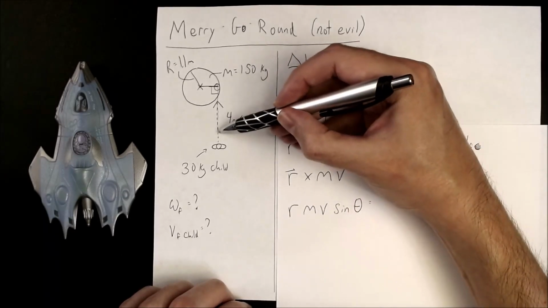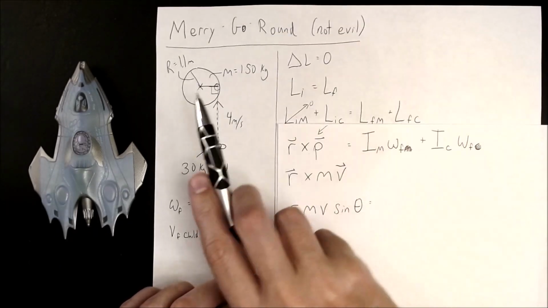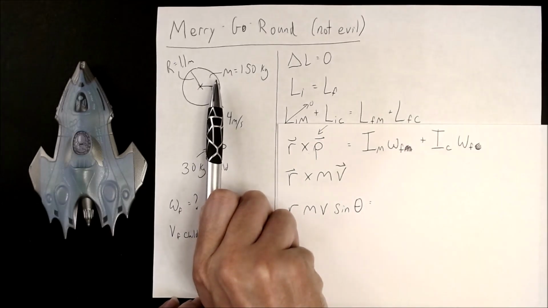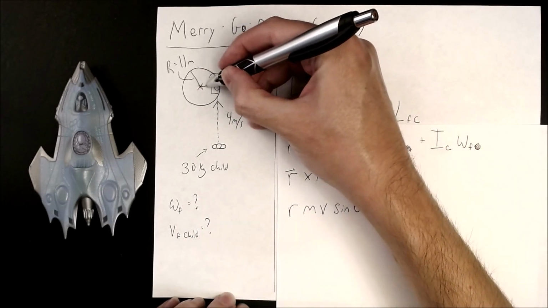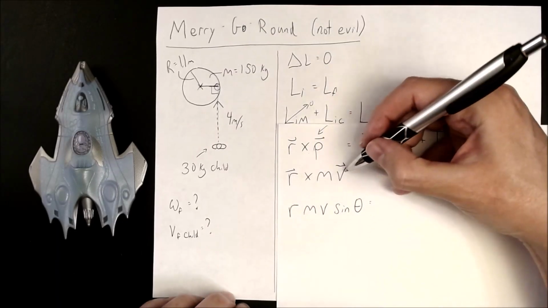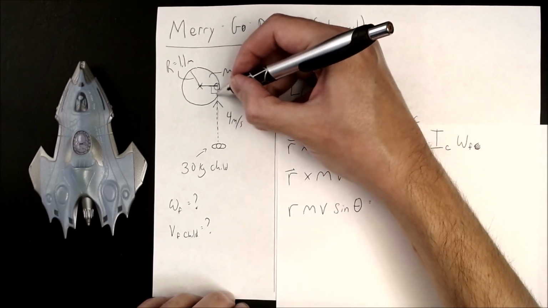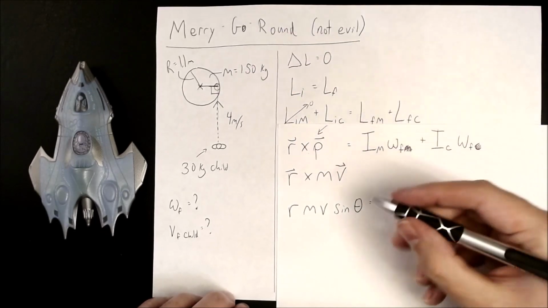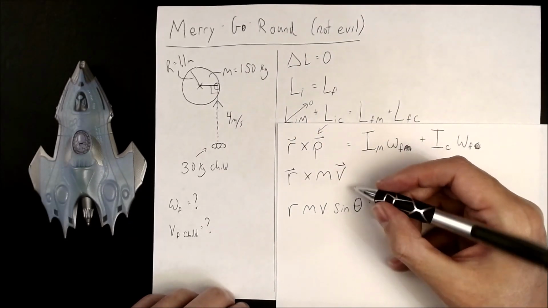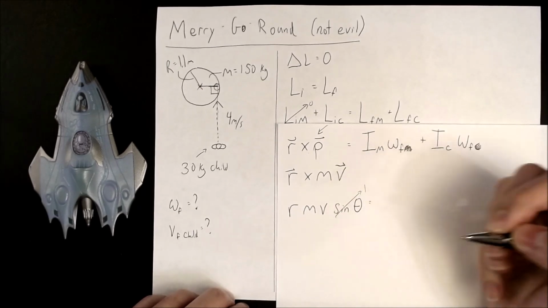The momentum is pointing this way. The child's momentum is pointing like that. So we draw our angle between this radial line r and the v for the child. And that is a right angle right there. Right angle, sine of 90 is 1.